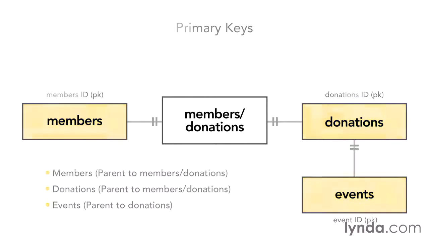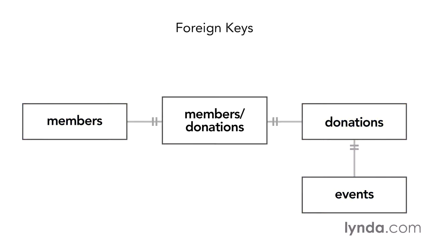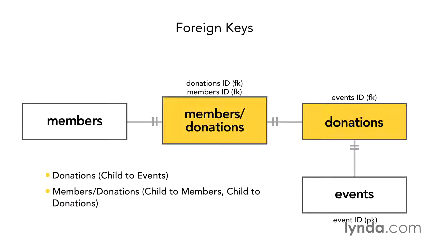Now finally, the foreign keys. In review, we see that the following tables will be acting as a child or many in their relationship. Donations are a child to events, so they'll need an events foreign key. And members donations are a child to both members and donations. So we actually need two foreign keys in this table, one foreign key from donations and one from members.